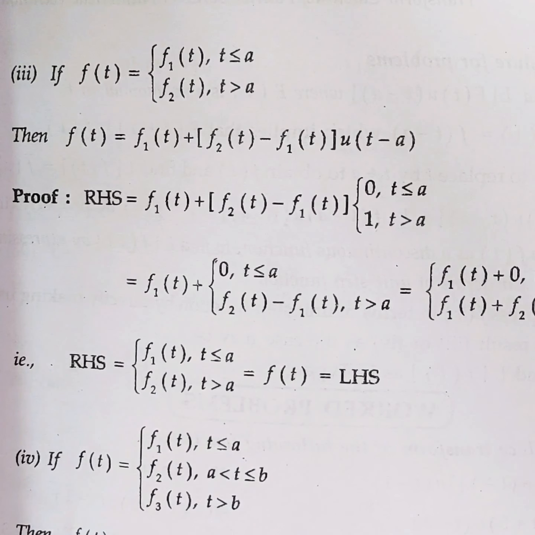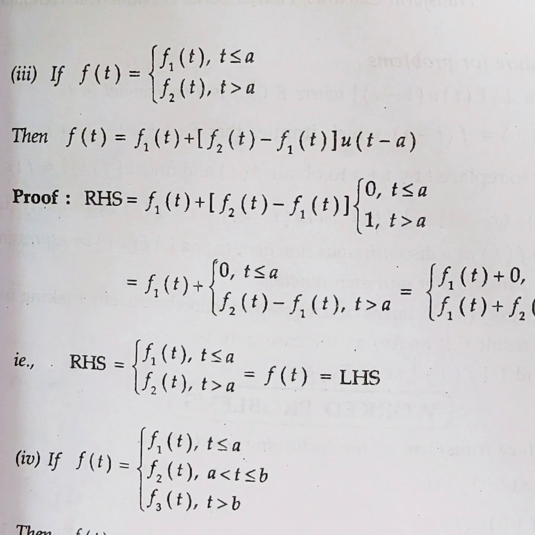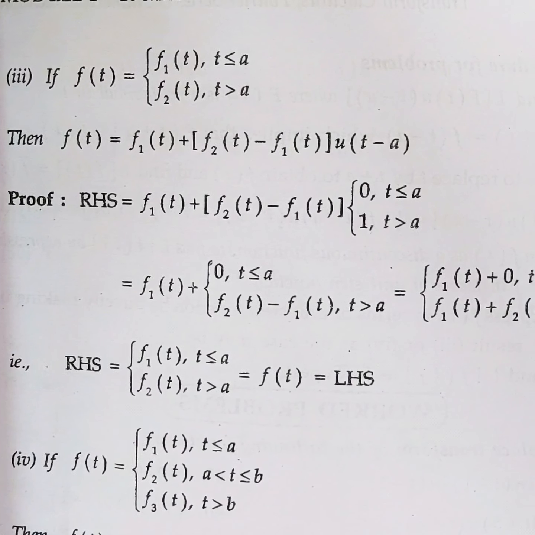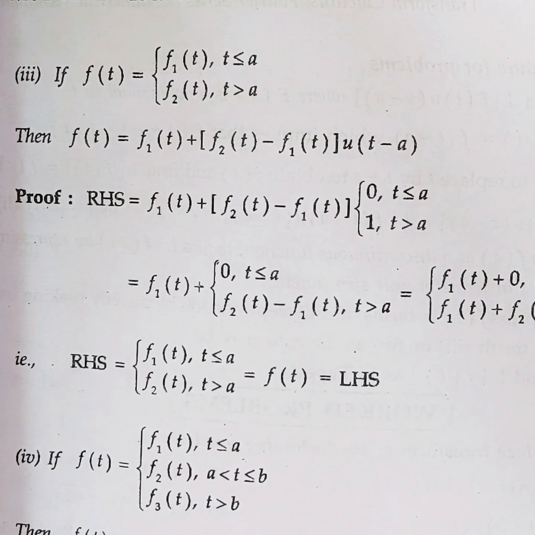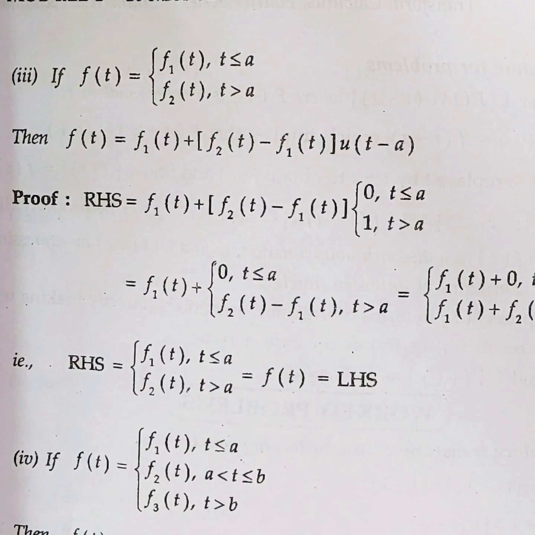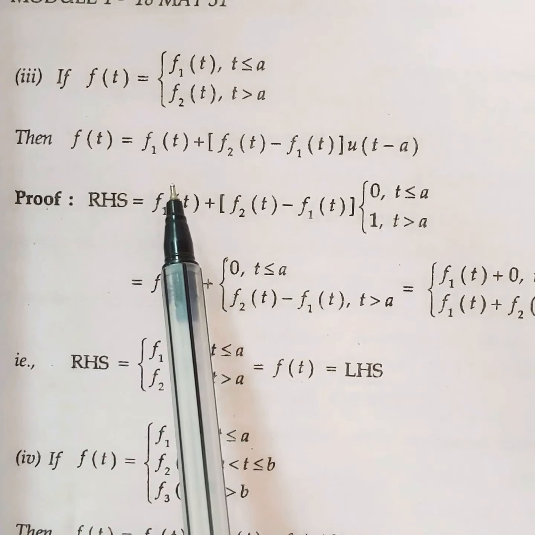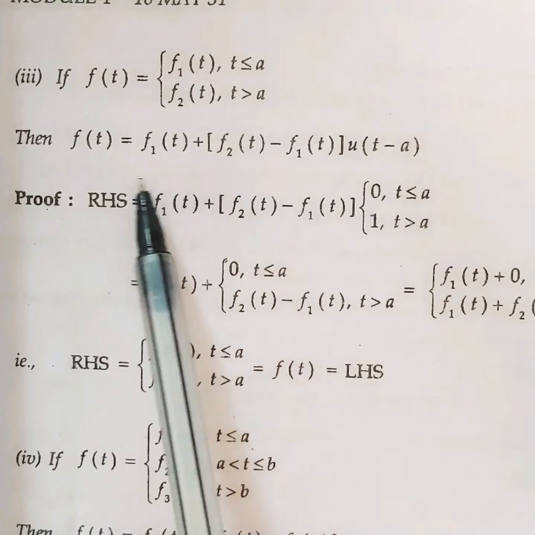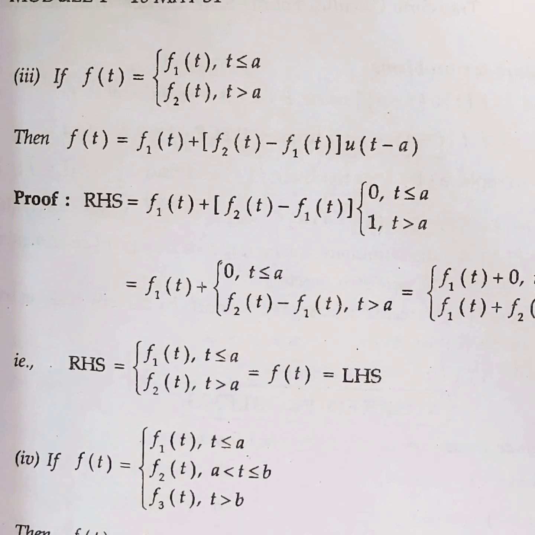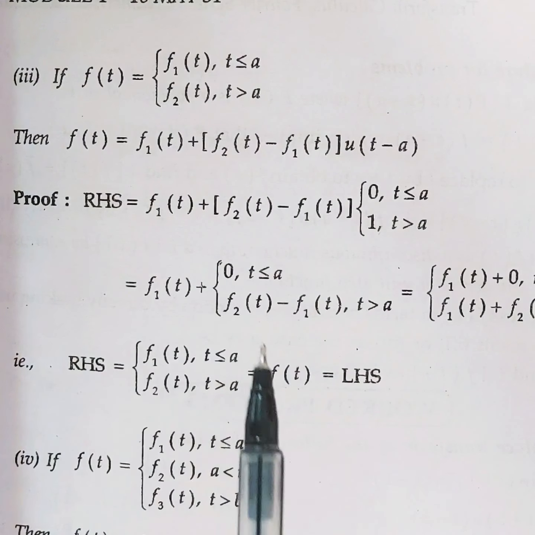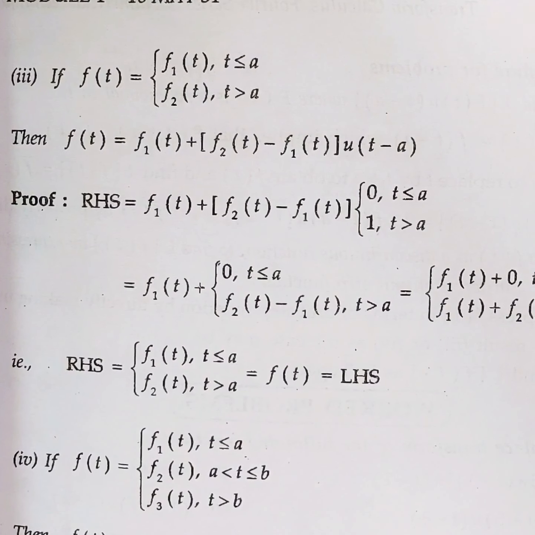There are two types of problems. The first one is Laplace of f of t minus a into u of t minus a. Those kind of problems we have already done. This is the second type, that is discontinuous function. That is, the first function say f1 of t, second function say f2 of t. How we have to write it. After this step, it's going to be the same as the previous one. So let's see those kind of problems in the next video. Thank you.